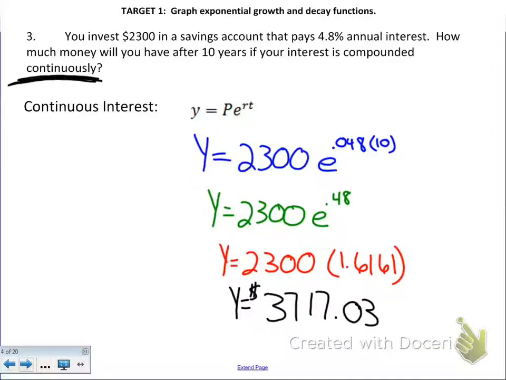And that means after 10 years of interest compounded continuously, we should end up with $3,717.03. So we got $1,400 extra dollars by just putting our money in a bank and just sitting there for 10 years, and we made $1,400 off of it. Yay us! Isn't that exciting?